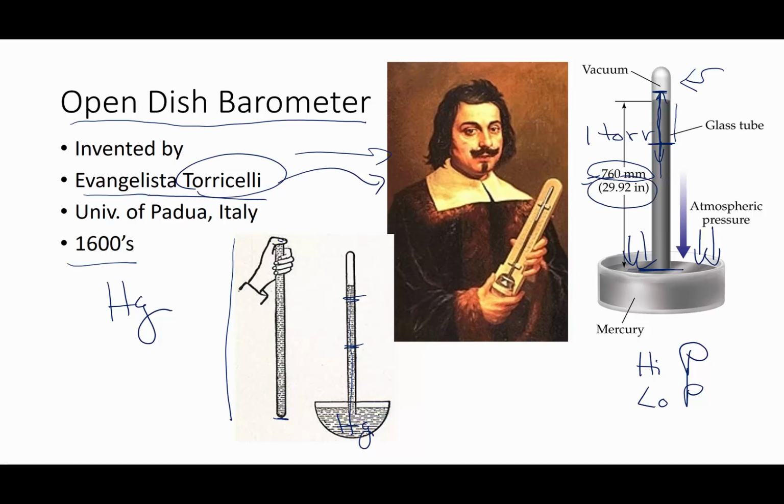29.92 inches is the same height of column of mercury, but in the English system. So we have the metric and the English version, and then we have the version named for the fellow, and that gives us 3 unique sets of units that you are going to see.